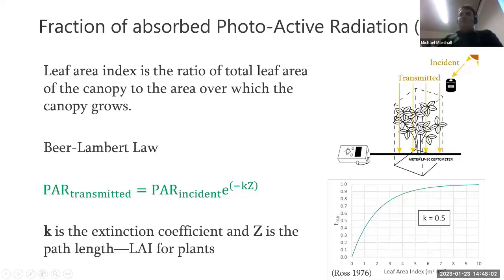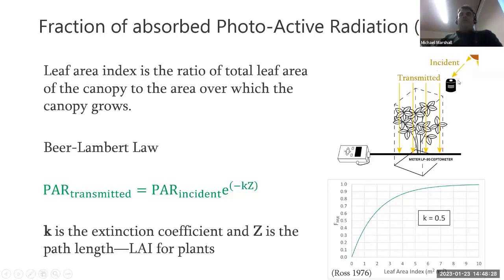And the difference between the light received at the bottom of the canopy and the top of the canopy is essentially your fraction of photosynthetically active radiation, your fPAR. So basically it's assuming everything in the canopy is absorbing light, and that's your fraction. And it works on the principles of Beer-Lambert law. The transmitted PAR equals the PAR incident.